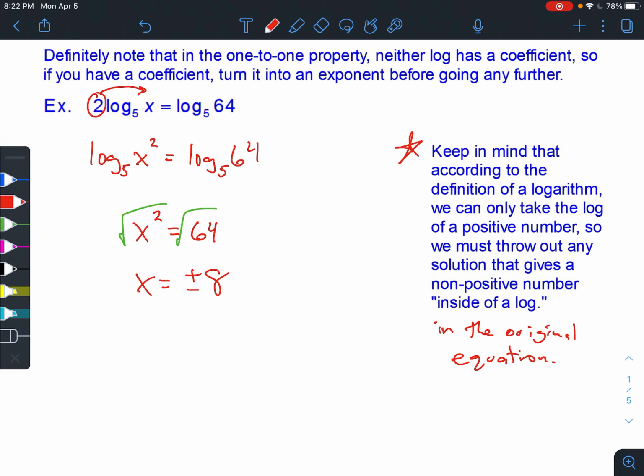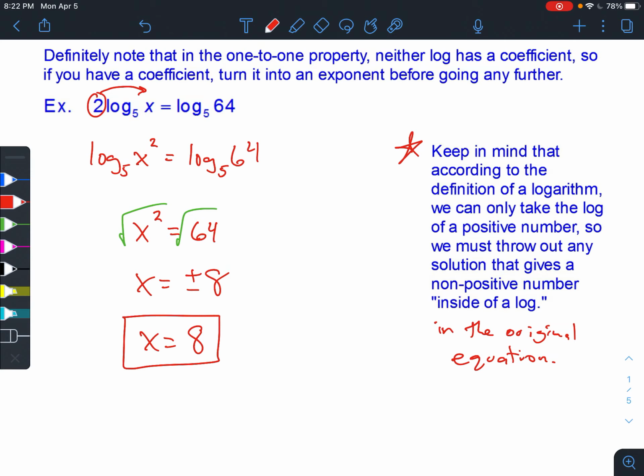So in this case, if I take that 8 and plug it in, I'm not taking the log of a negative number anywhere. However, if I plug in the negative 8, my first side becomes 2 times log base 5 of negative 8, and we're not allowed to do that. So we actually do throw out the negative version of this and have x equals just the positive 8, and that's our final answer.